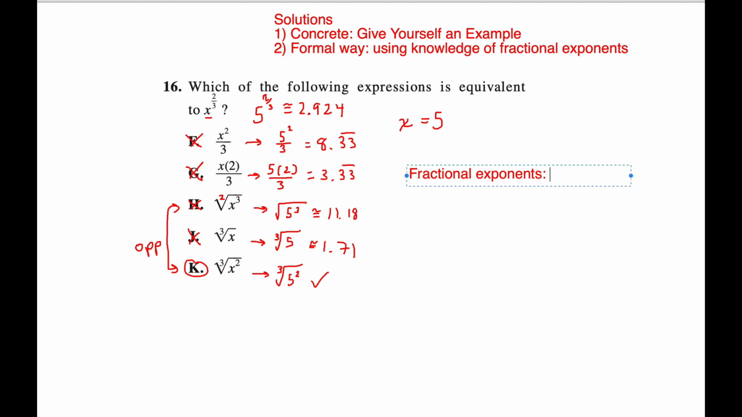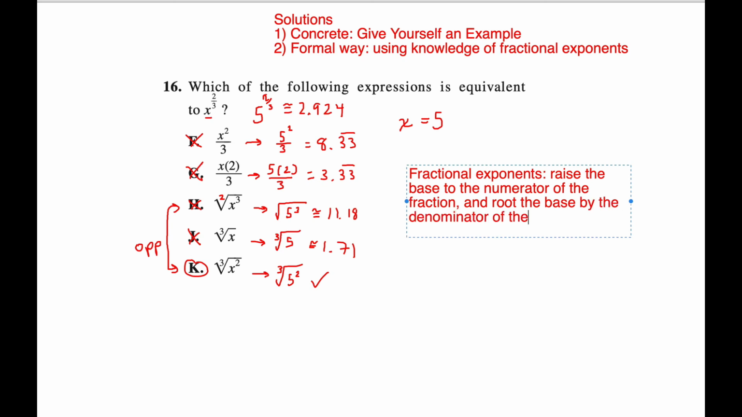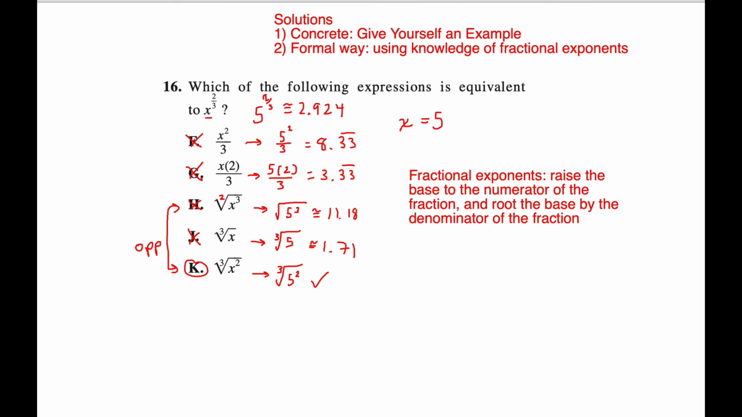Basically what we do is we raise the base to the numerator of the fraction, and we're going to then root the base by the denominator of the fraction. And so what that means, for example, in this particular context, is that the numerator of this fraction is 2. The base is obviously x, so we're going to raise x to the second power. And then the next step is to root the base by the denominator of the fraction.